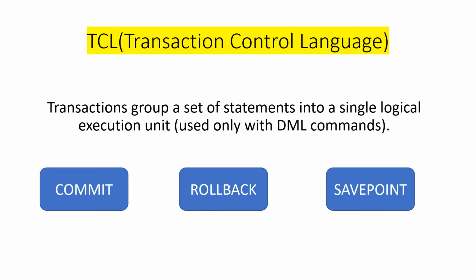TCL stands for Transaction Control Language. Transactions group a set of statements into a single logical execution unit. It is used only with DML commands. It has 3 commands, which are commit, rollback, and save point.